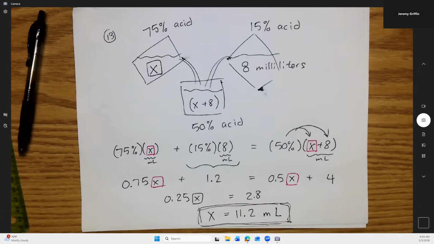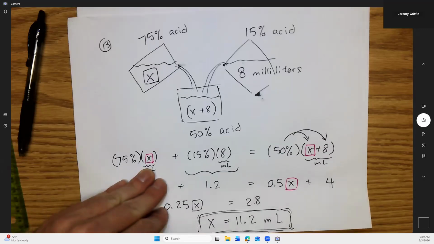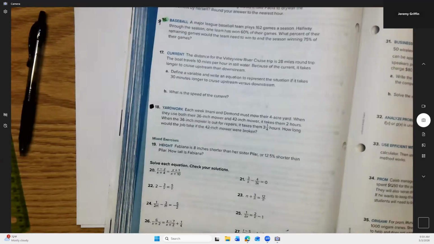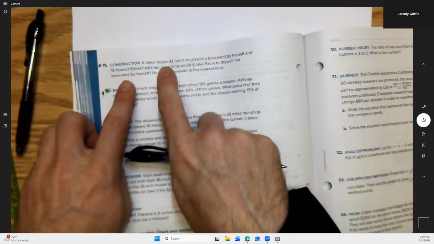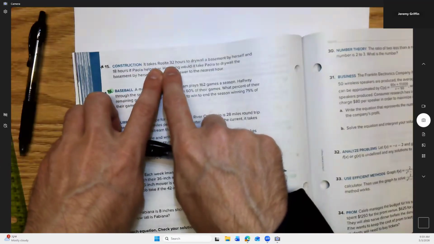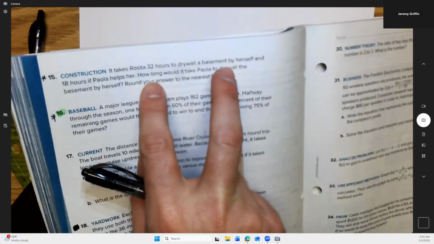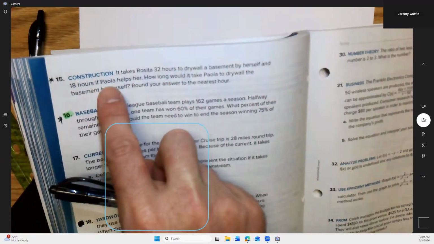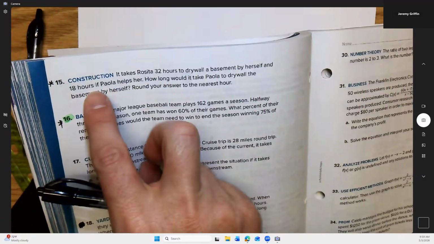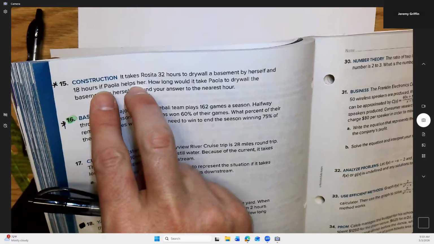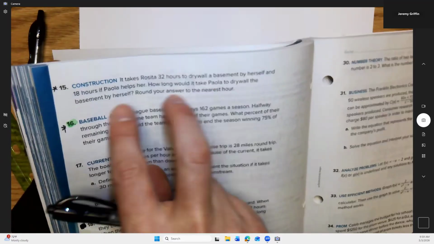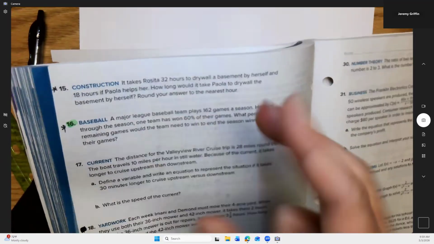All right. You guys got that one? All right. Next one here. Looking at 15, I want to do with the guys. Construction. It says it takes Rosita 32 hours to dig the basement by herself, and 18 hours if her friend Paula helps her. Right? I mean, it would take less time if she's getting help from a friend, wouldn't it? How long would it take Paula to dig the basement by herself, rounded to the nearest hour?